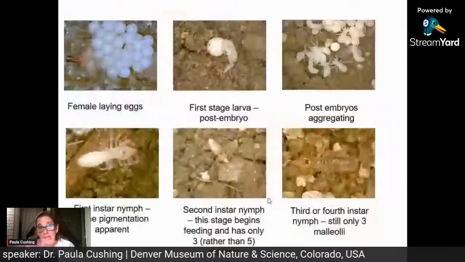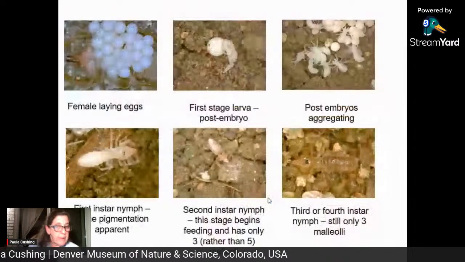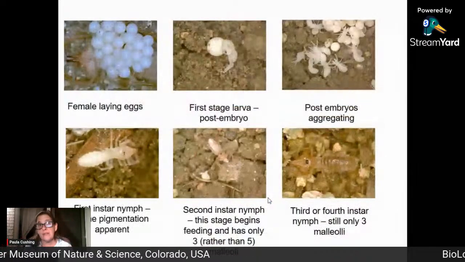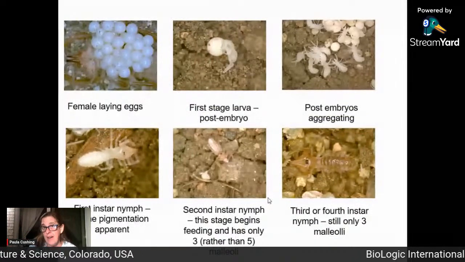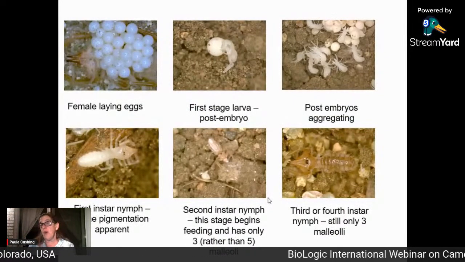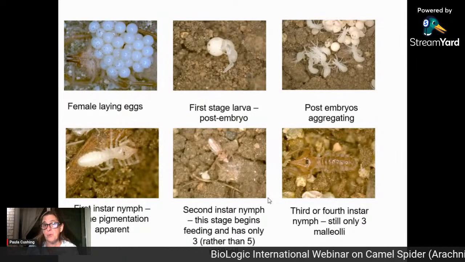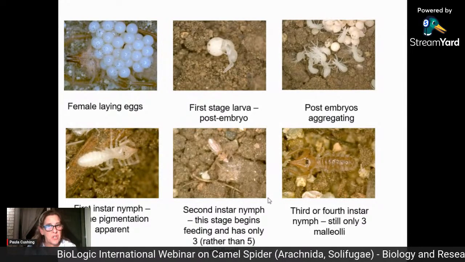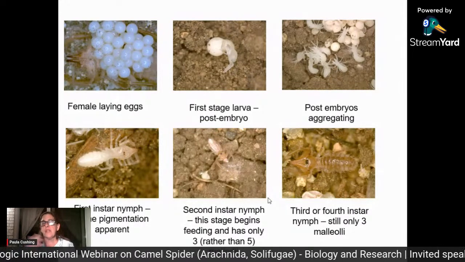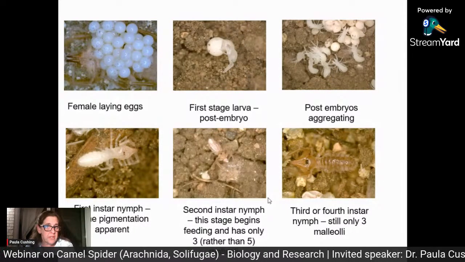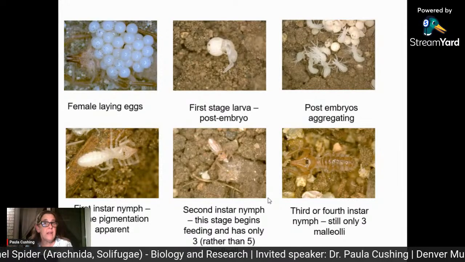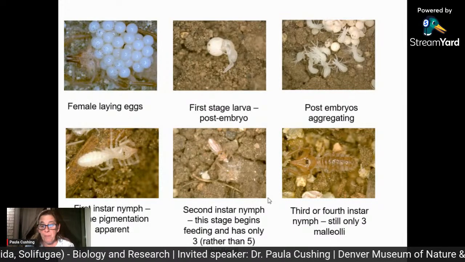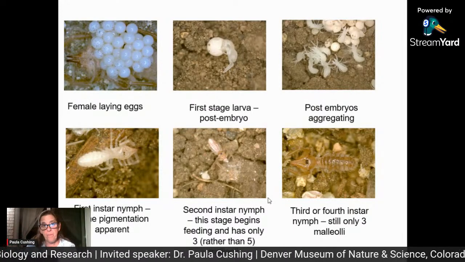So that's all we know about their development. I hope that someone out there is interested enough to raise some. We don't know how long it takes them to develop to maturity. We don't know how many instars they go through. There's a lot of aspects about their natural history and biology that remain to be determined, remain to be studied.